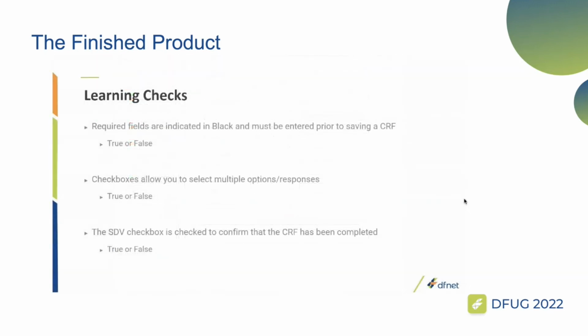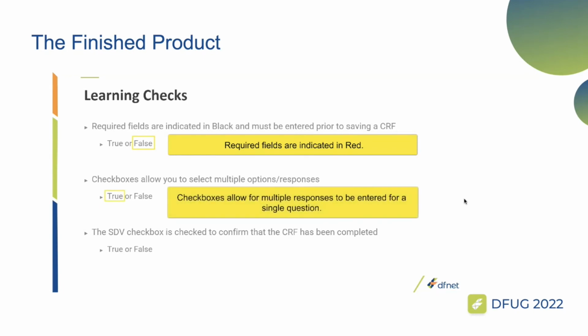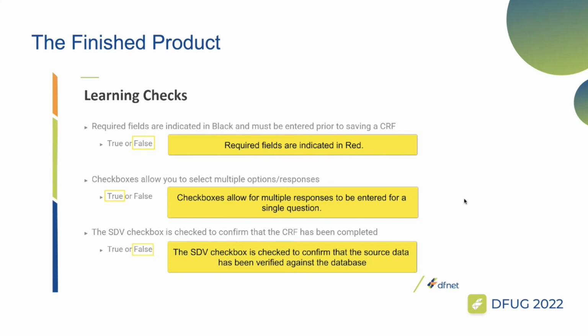Learning checks. Required fields are indicated in black and must be entered prior to saving a CRF. False. Required fields are indicated in red. Checkboxes allow you to select multiple options and responses. True. Checkboxes allow for multiple responses to be entered for a single question. The SDV checkbox is checked to confirm that the CRF has been completed. False. The SDV checkbox is checked to confirm that the source data has been verified against the database.